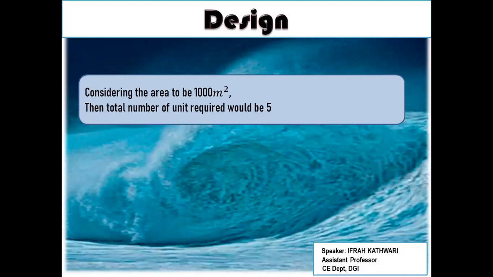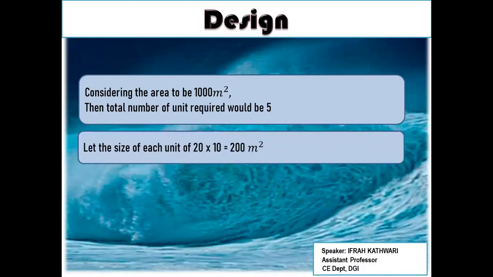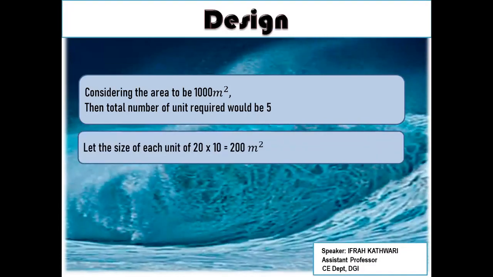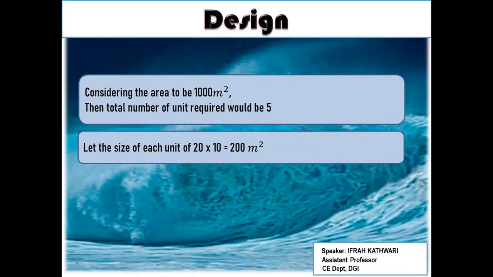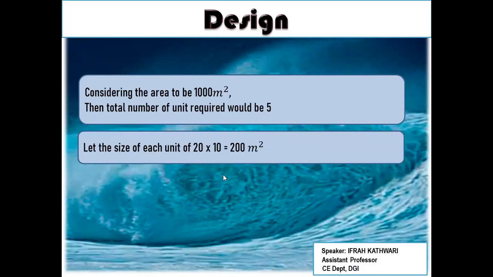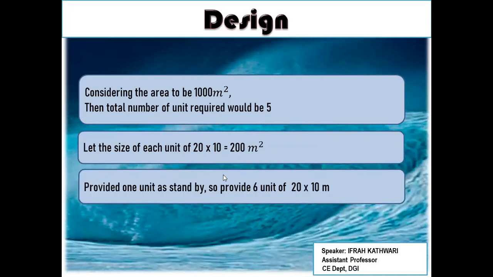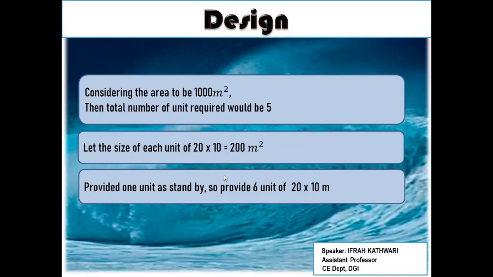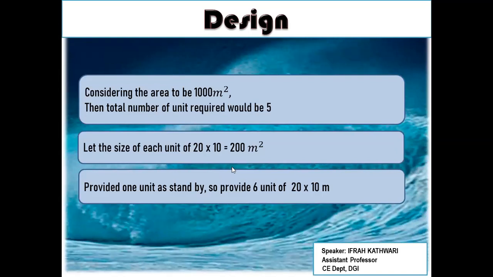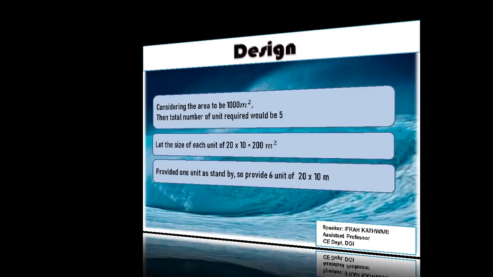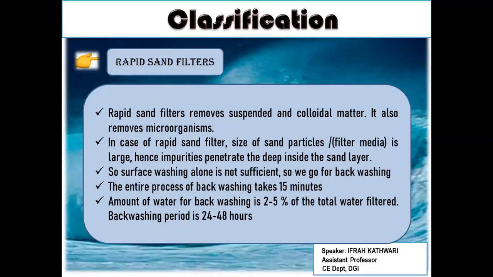We have again assumed that each unit is around 20 into 10, which is length into breadth. The area of each unit is given by length into breadth. So we have said that one unit is a standby, and we will provide a total of 6 units, wherein the length into breadth will be 20 into 10 meters. So this was the slow sand filter and its design, how you design the slow sand filters.